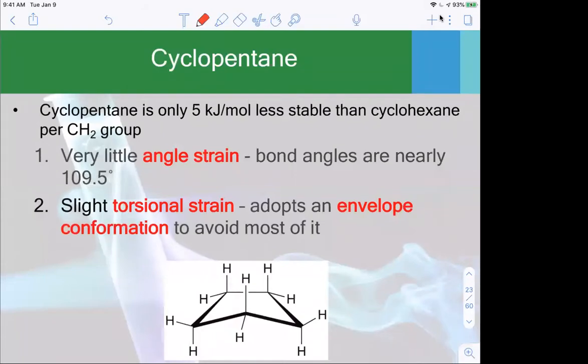When I look at cyclopentane, only 5 kilojoules per mole less stable. I have very little angle strain. My bond angles are pretty much close to ideal. There is a slight torsional strain, and what I will notice is that this, if you look at it here, is kind of called an envelope conformation. Kind of looks like an envelope. And again, make a model of it and you can see this. You can play with these models and sort of, you're not going to rotate, but you are going to move bonds up and down and all around when you look at these different models.